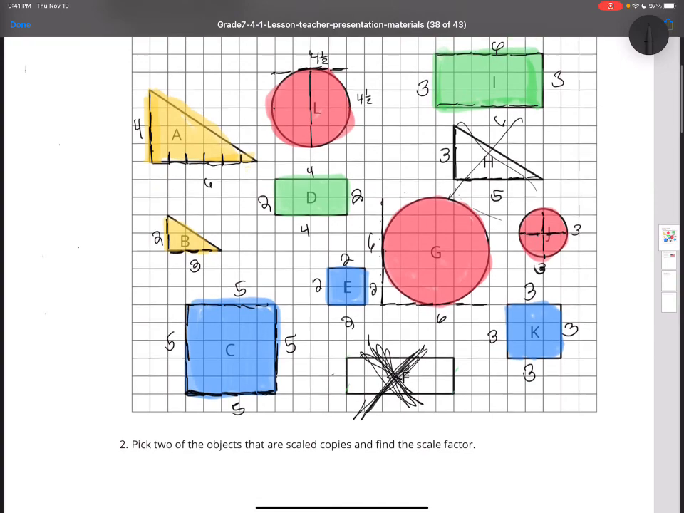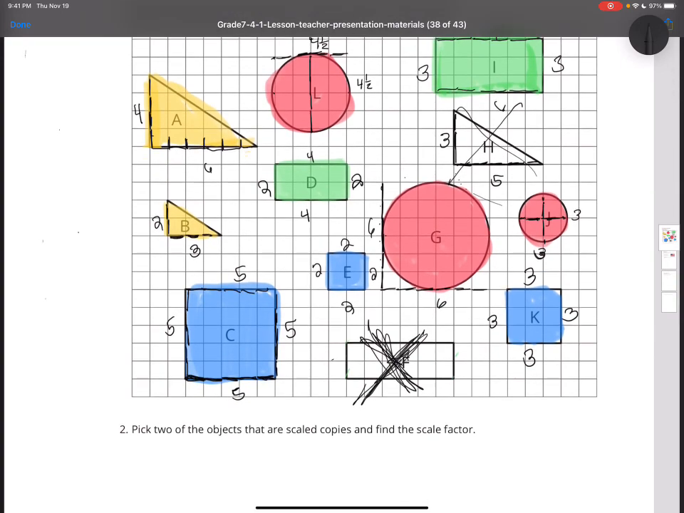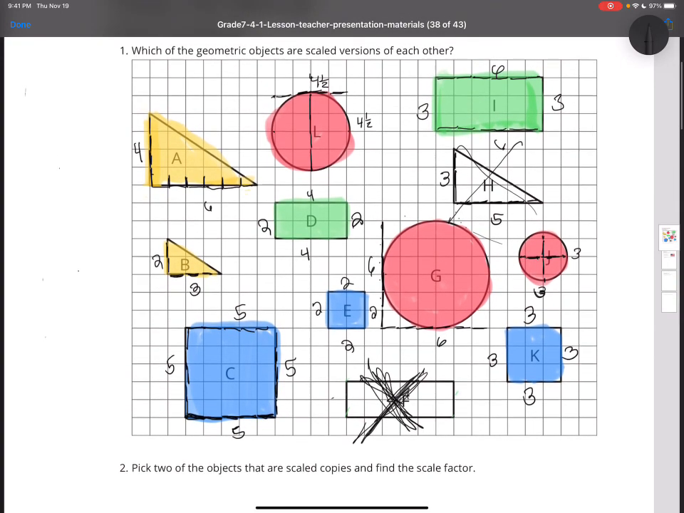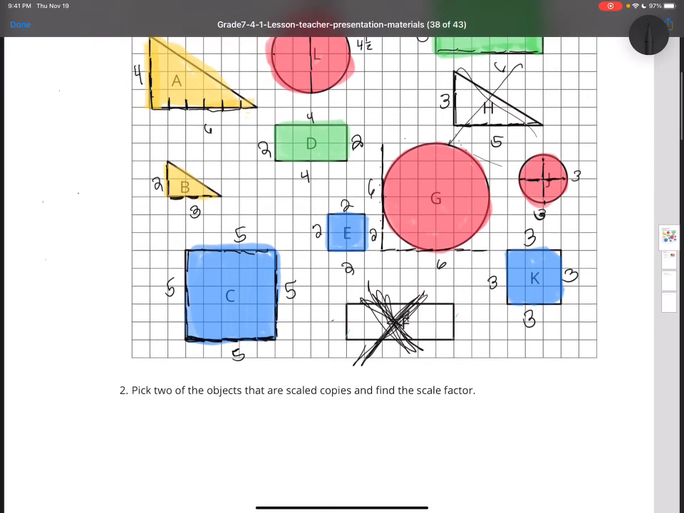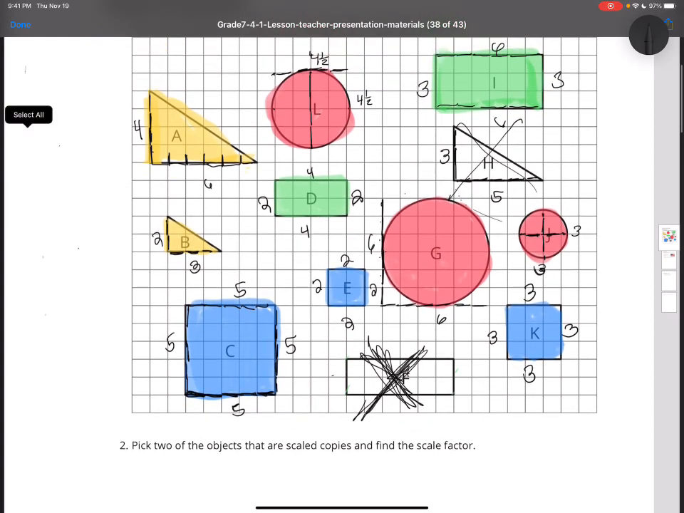So it says pick 2 of the objects that are scale copies and find its scale factor. Okay. So I'm just going to pick the first shape that I chose, which is the triangles, which is A and B, because we already talked about it. Now, depending on which one would be considered your original figure, if you say A is the original figure, then the scale factor will be 1/2 going to B. If you said that B is the original figure, then the scale factor would be 2.